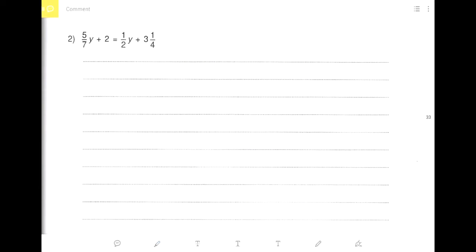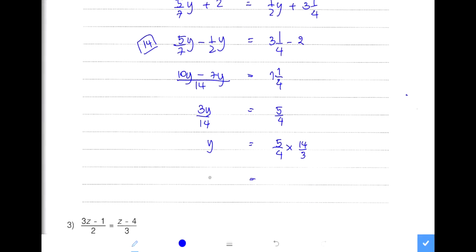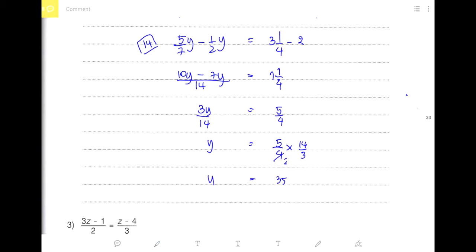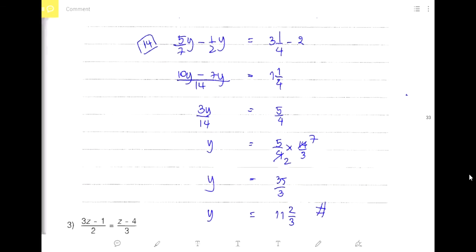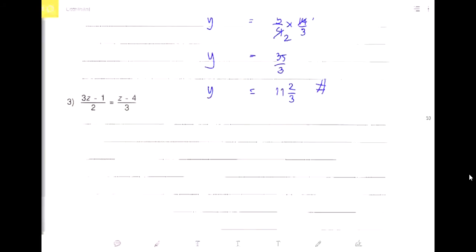So what is it now? Your y is going to be, make it smaller, like 2 over 7. 5 times 7 is 35, so 35 over 3. That is 11 and 2/3, right? 11 and 2/3. That's your answer. You can do it, right, kids? It's so easy. Let's go to the next one, right?